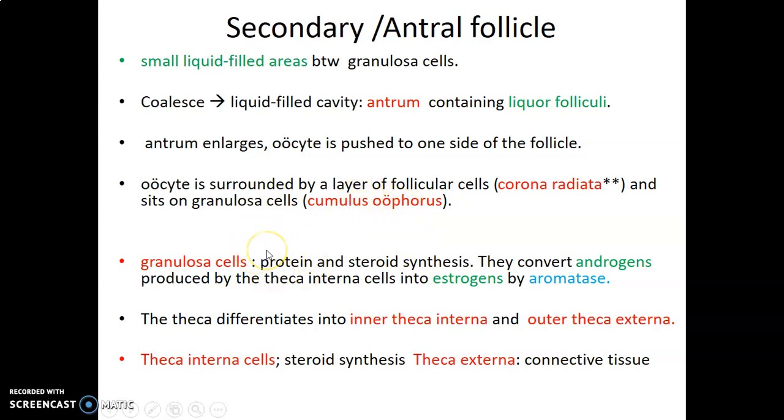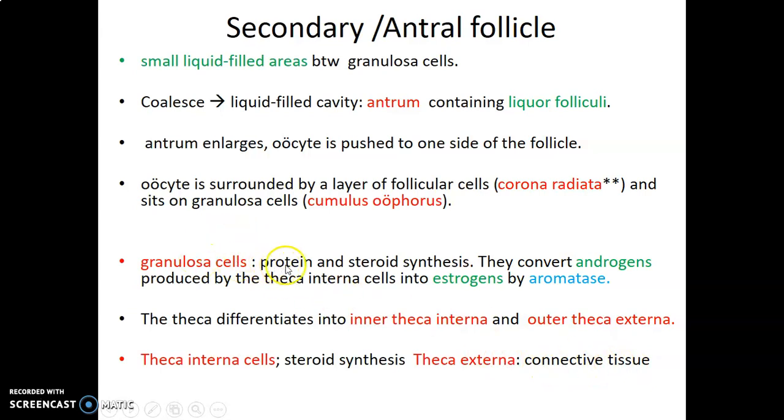The granulosa cells are protein and steroid synthesizing cells. They are able to convert androgens produced by theca interna cells into estrogen by the aromatase enzyme. The theca differentiates into an inner theca interna and the outer theca externa. Remember, theca interna carries out steroid synthesis, while theca externa is just connective tissue.